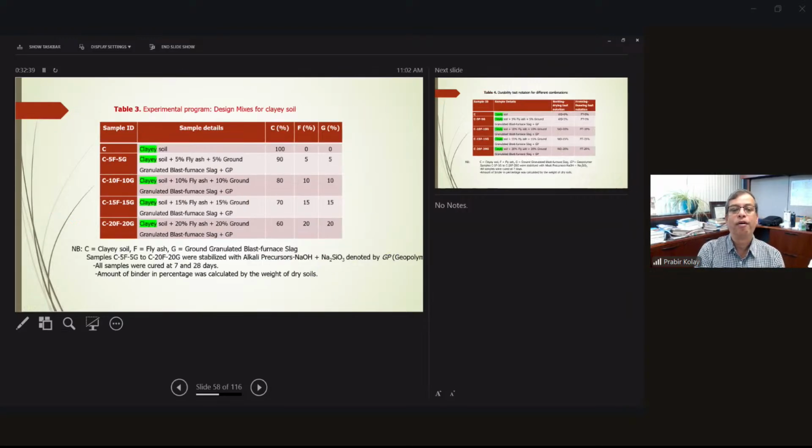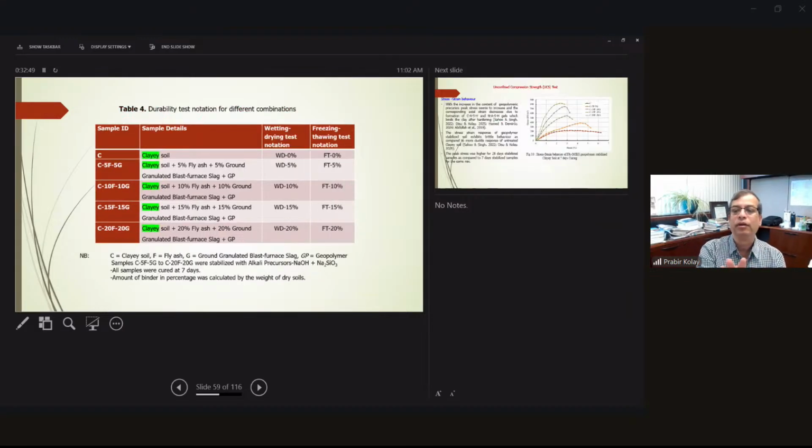This is the experimental test design mix. So this is the combination for wetting-drying and freezing-thawing. WD0 means just pure clay, nothing added, and FT0 is freezing-thawing at 0%, only the clay. WD5 means 5% fly ash, 5% GGBS and geopolymer. WD is wetting-drying and FT is freezing-thawing. These are the combinations and the notation we used.